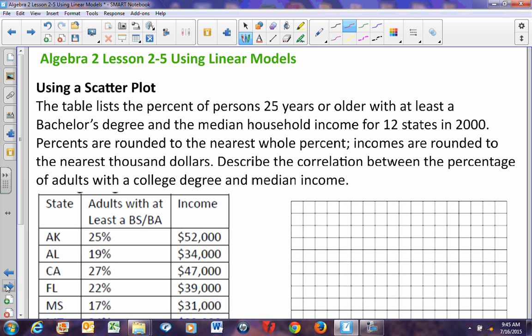Now, we're going to create a scatter plot, and then we're going to use that scatter plot to make predictions. Below here, I have listed the percent of people 25 years or older with at least a bachelor's degree, which means they went to college and got a bachelor's degree, 4 years of college. And the median, which means middle, household income for 12 states in the year 2000. Percents are rounded to the nearest whole percent, incomes are rounded to the nearest thousands of dollars. We're going to describe the correlation between the percentage of adults with a college degree and their median income.